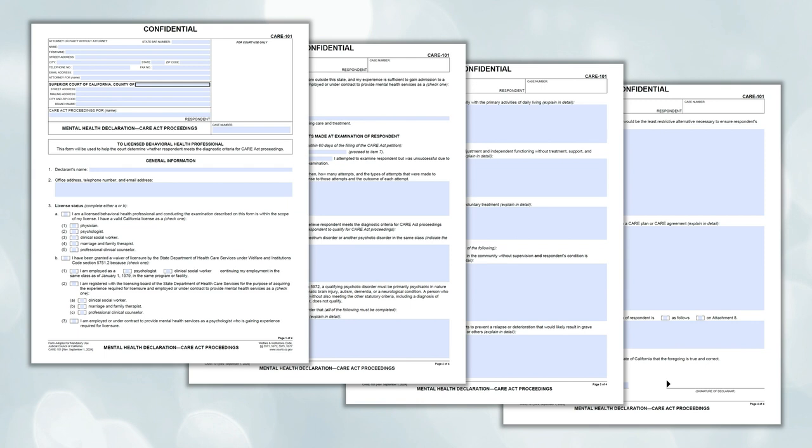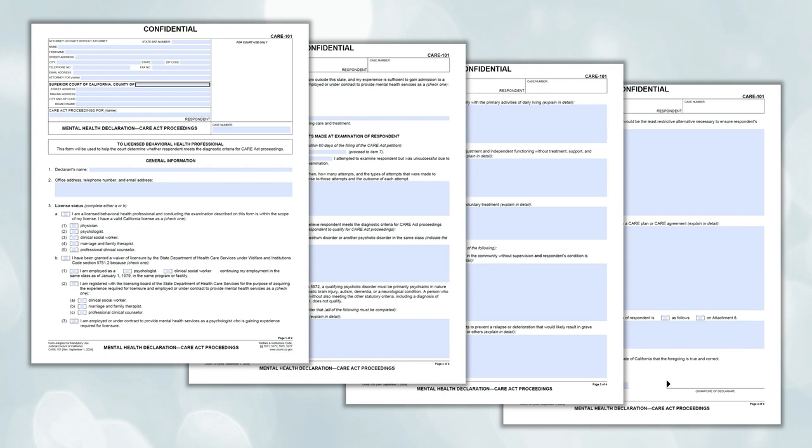This form will be used to help the court determine whether the respondent meets the diagnostic criteria for CARE Act proceedings. Remember that the CARE-100 form gives the petitioner the option to include information about eligibility in that form or separately in the CARE-101 mental health declaration form. If the information is included in this form, it doesn't need to be duplicated in the CARE-100 form as well. Notice at the top of the form, it says CARE-101. There are 4 pages in this form, and the file is a fillable PDF. It can also be printed out and written on.